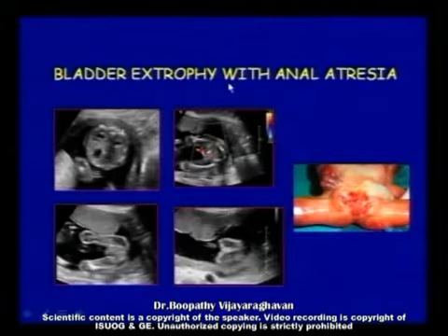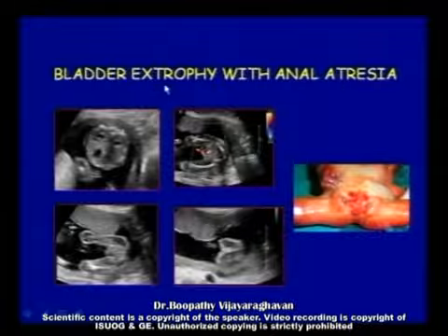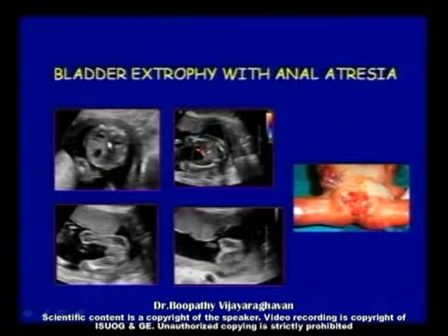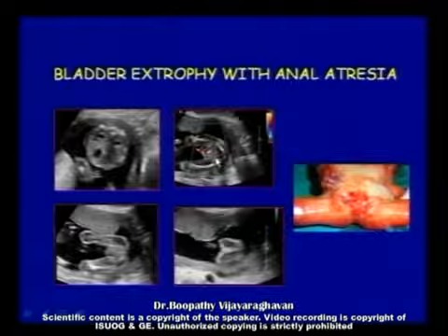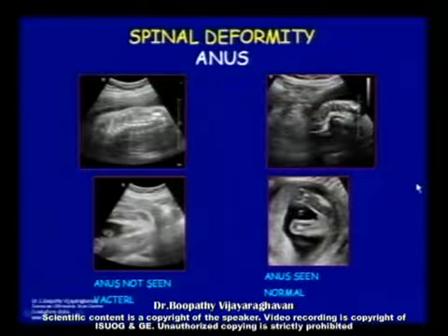And bladder exstrophy with, it's not anal atresia, it is cloacal exstrophy. Here you see bilateral hydronephrosis. You fail to see the bladder and fail to see the anus also. So that is exstrophy of the bladder along with the hindgut.